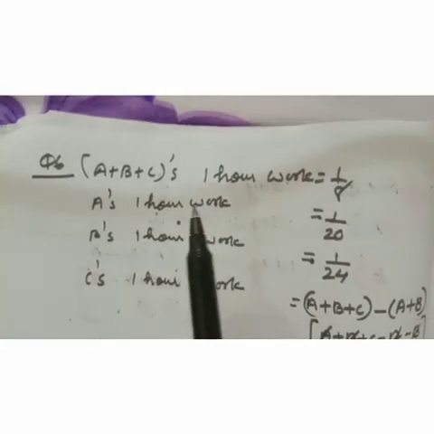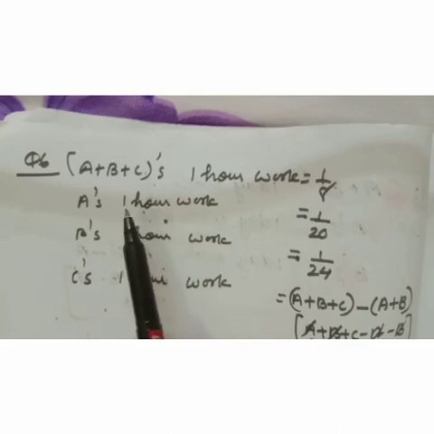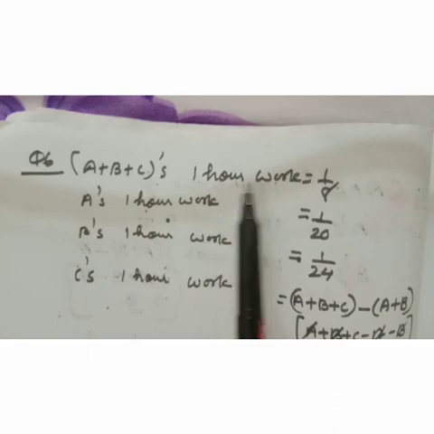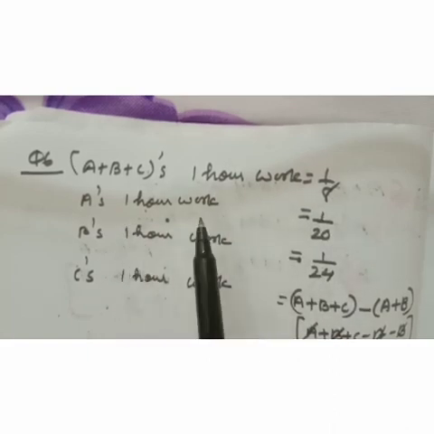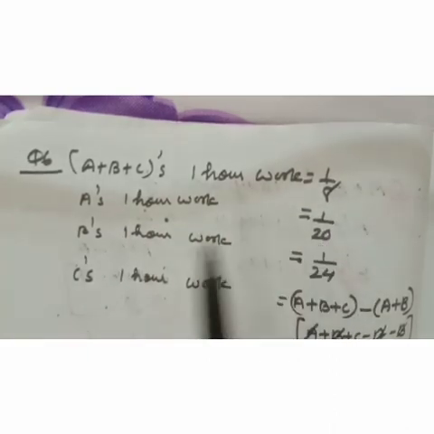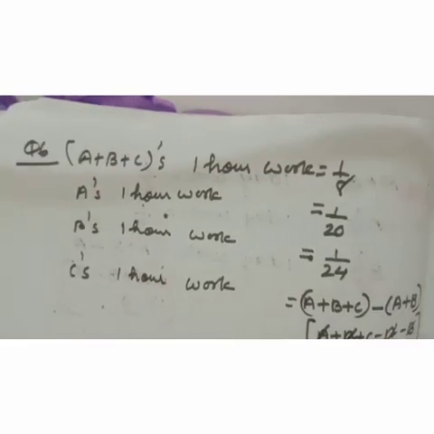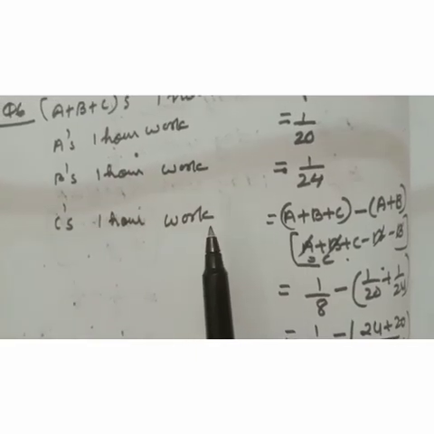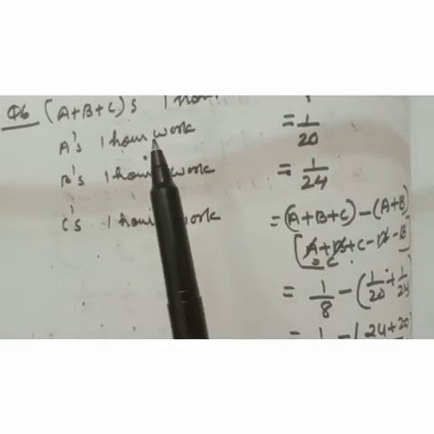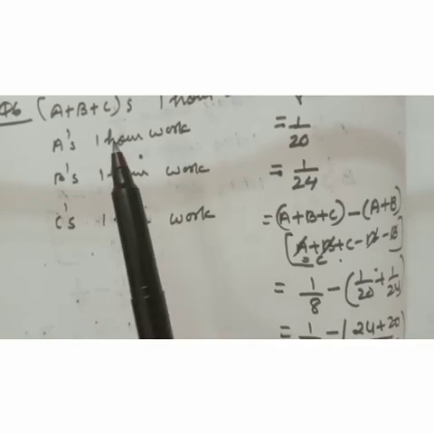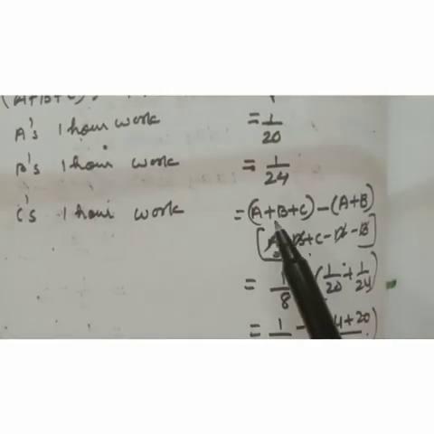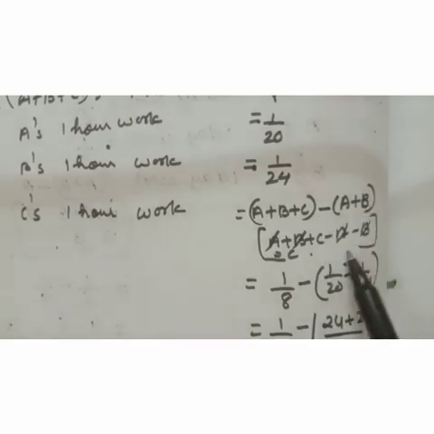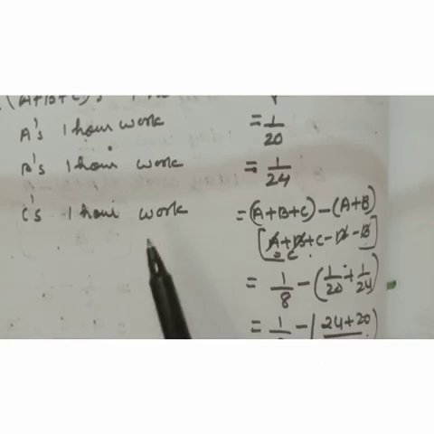Same type question. A, B, C together they can do one work in 8 hours. So 1 hour work is 1 by 8. A's 1 hour work is 1 by 20. B's 1 hour work is 1 by 24. C's 1 hour work they are asking. How will you get C? First you add up A plus B plus C. After that you have to subtract A plus B. A plus B plus C minus A minus B, cut out, you will get C work. They are asking C work only.